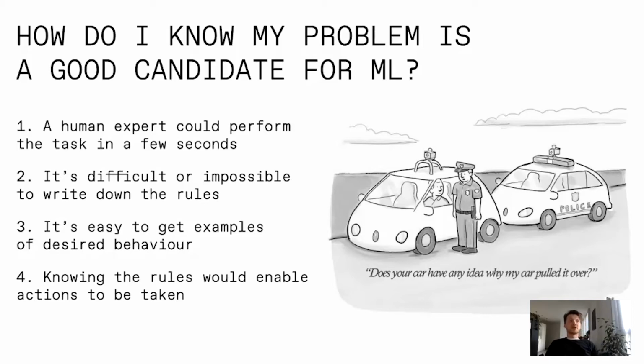And number 4, knowing the rules would enable actions to be taken. In other words, do you have a problem that's worth solving? Again, machine learning is a tool. So you might need to think about, is there a problem that you're really trying to solve, or is it actually not a problem, or maybe you're just looking for a solution without having a problem. Again, the example of self-driving cars, it's a worthy endeavor. We might want to have cars automated, just because people make mistakes when they drive cars.